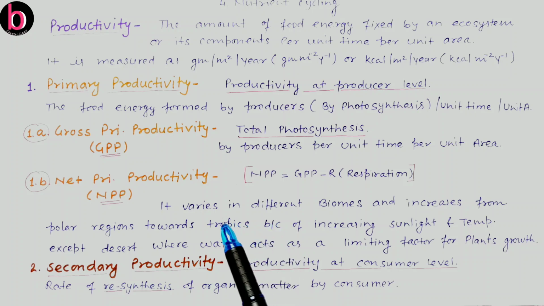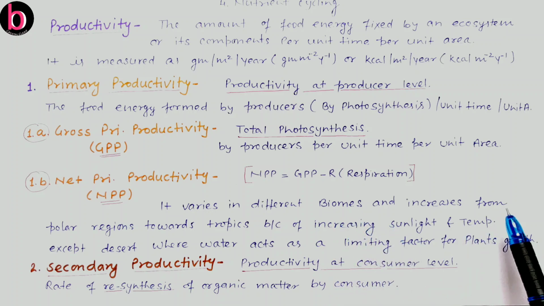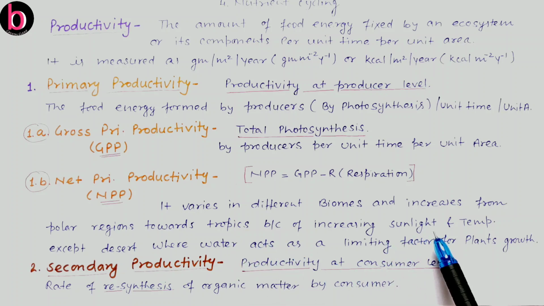As we discussed, net primary productivity varies in different biomes and increases from polar regions towards the tropics. Why? Because there is an increase in sunlight as well as temperature when we move from poles to equator. Desert is an exception because in desert water functions as a limiting factor. There is a limited amount of water, so plant growth is also limited in that area. So this is all about primary productivity.